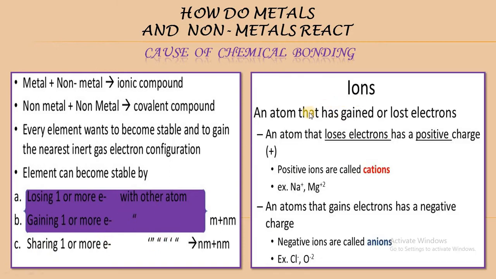Firstly, we will see what are ions. An atom that has gained or lost electrons are known as ions. कोई भी एटम अगर वो इलेक्ट्रॉन गेन करता है या लूज करता है तो उसे हम आयन बोलते हैं. An atom that loses electron has a positive charge, and the positive ions which are formed by losing the electrons are known as cations. The examples are Na plus and Mg 2 plus.